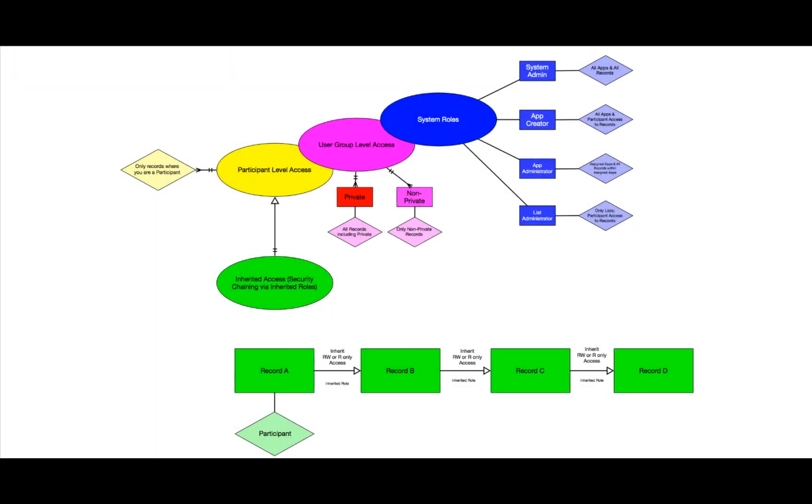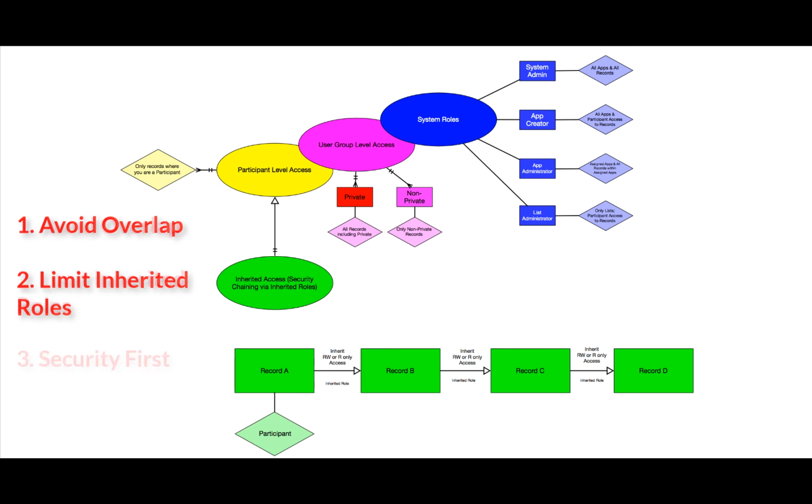Some things to keep in mind as you design and develop in Onit. Try to prevent overlapping security. If a user is in a user group that has access to all records within an app, they shouldn't gain access to those same records via an inherited role. It's redundant. Limit inherited roles to 1 or 2 per app, and also avoid overlapping inherited roles.